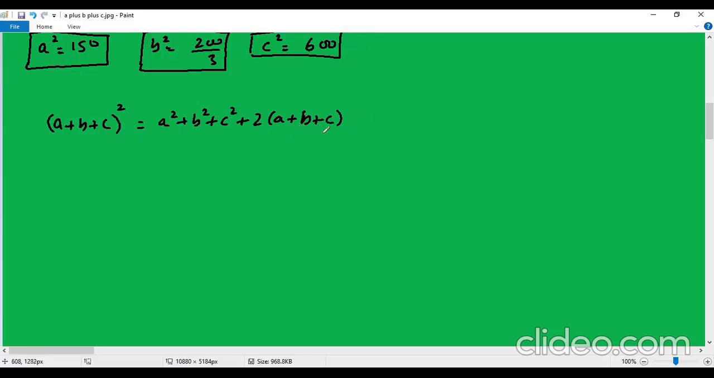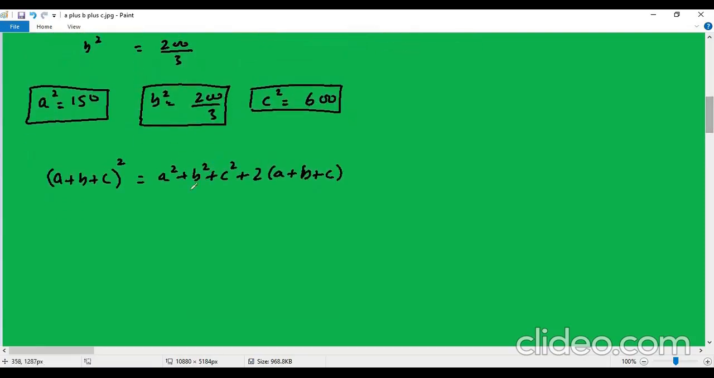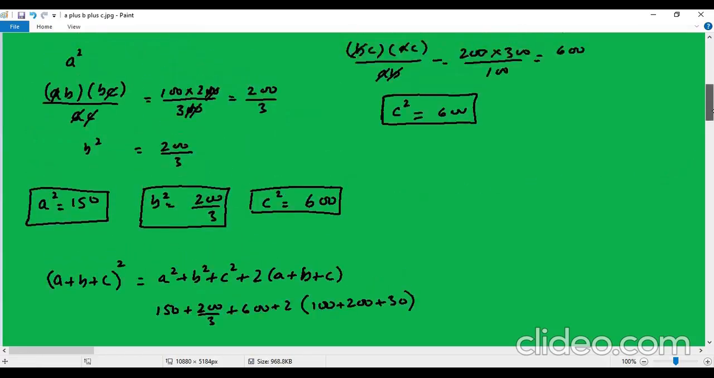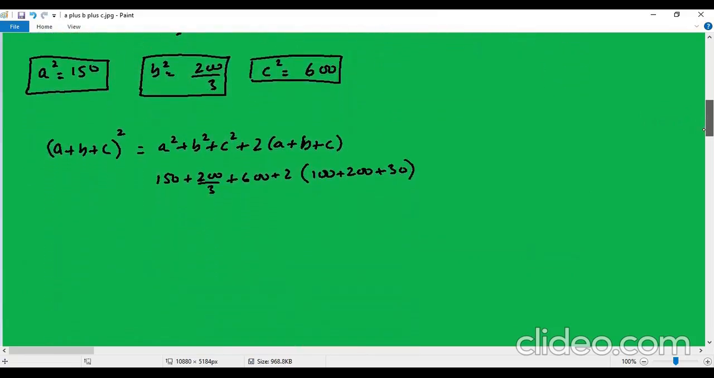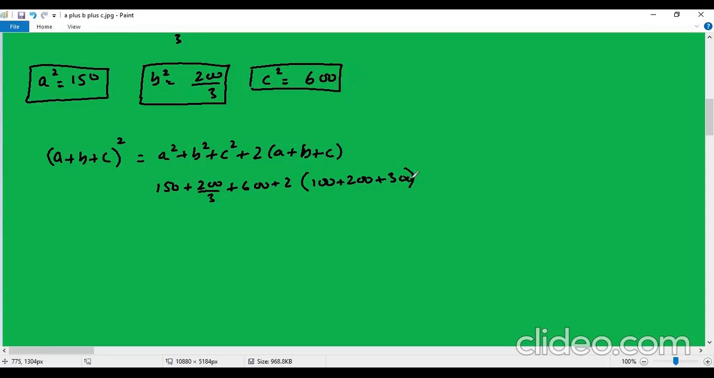Now we are substituting the value we already know: A square is 150, and B square is 200 over 3. C square is 600 plus 2 times (A plus B plus C), where the value is 100 plus 200 plus 300. We know this value from here: AB is 100, BC is 200 and AC is 300. So now we know the value of A plus B plus C, it is 300 over here.